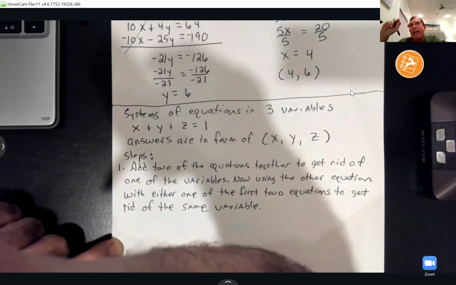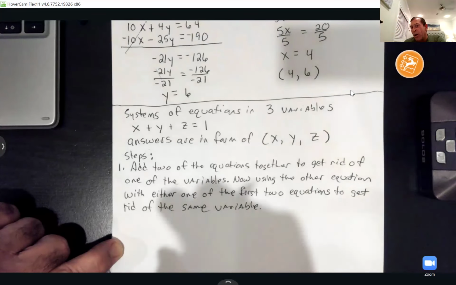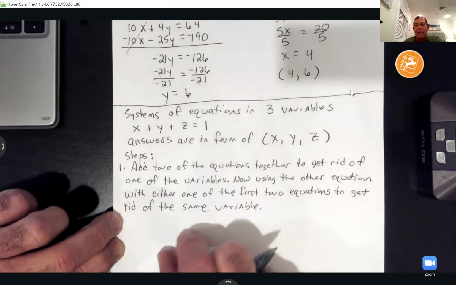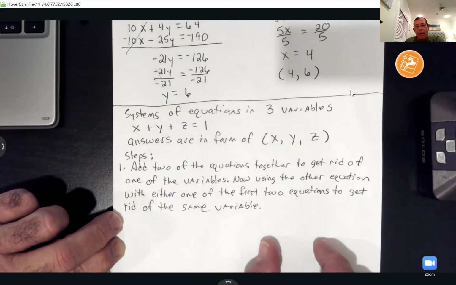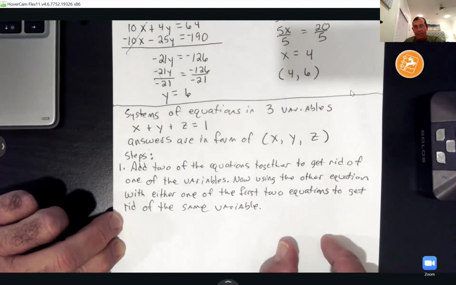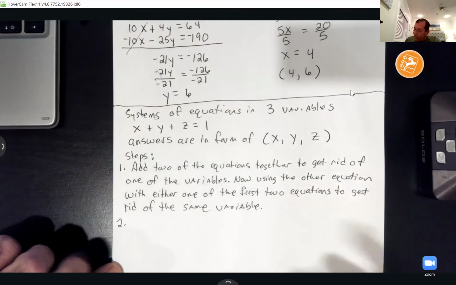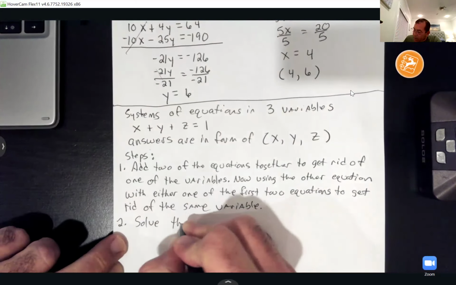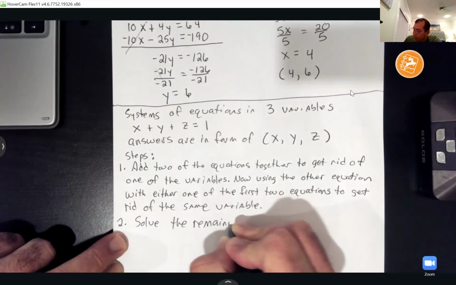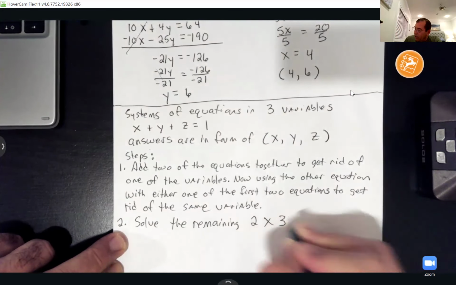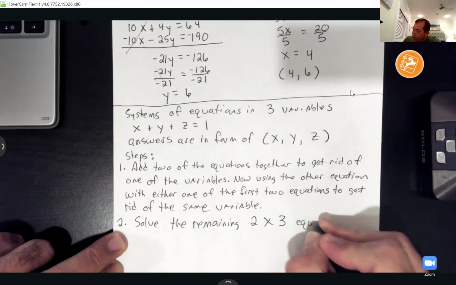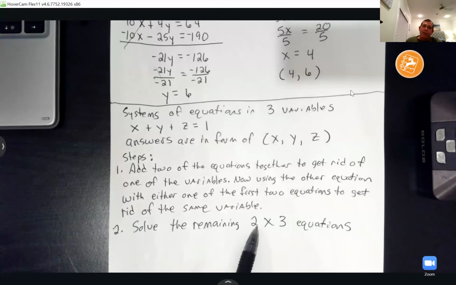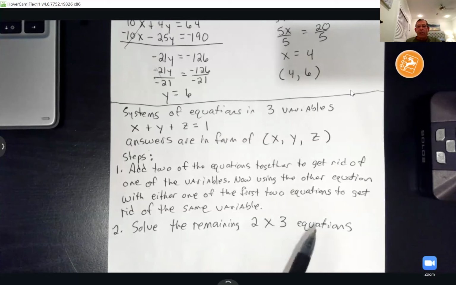So with the first 2 I added, I got rid of an x. I've got to use the third equation with one of those 2 other equations to get rid of the x again. That's the only way that I'll have a 2x2 system left, okay? Now, y'all doing this, we now have to solve the remaining 2x3 equations. So at this point, I'll have 2 equations and 3 columns, okay?